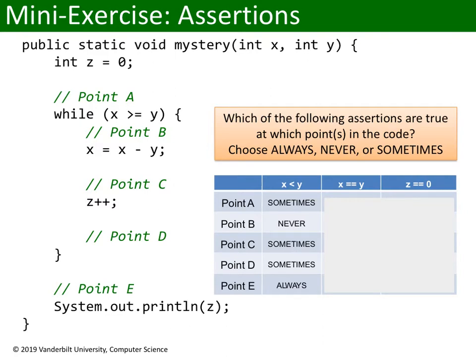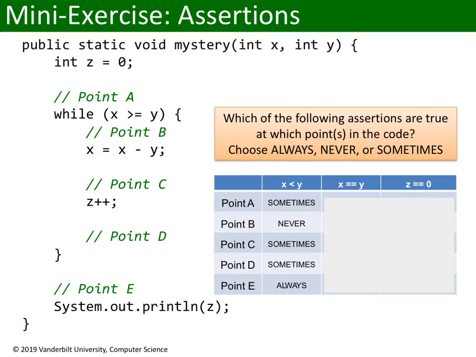Is equal to y. At point A, sometimes, for the same reason that we said for less than y, because we don't know what was passed in. In the while loop, sometimes, because x may be equal to y, but it also may be greater than y.